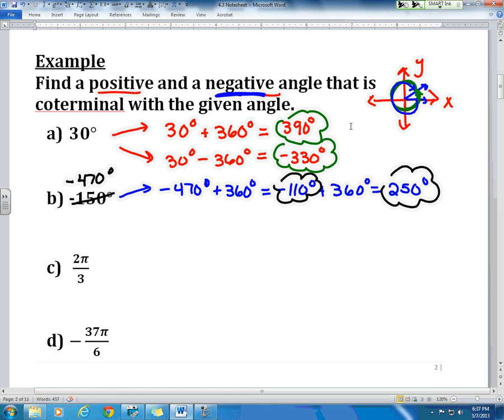If I wanted to go in the other direction, I could subtract 360 from negative 470 and I would end up with negative 830 degrees. So hopefully you're seeing here that there are multiple answers that are acceptable for something like this.